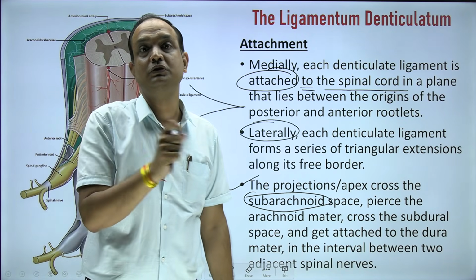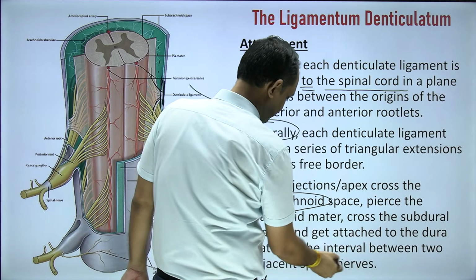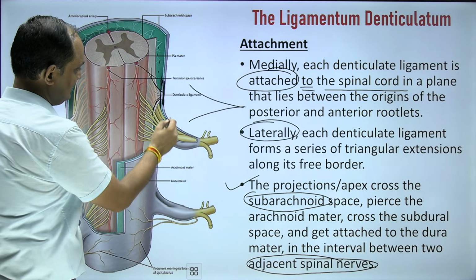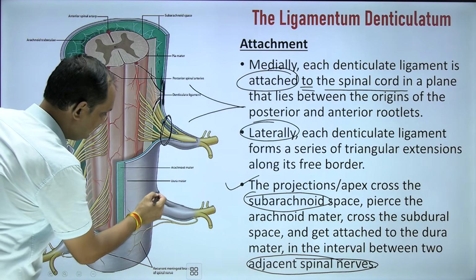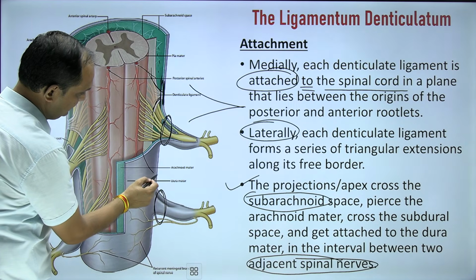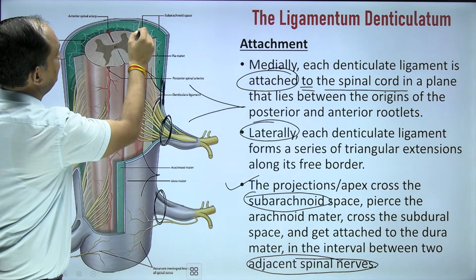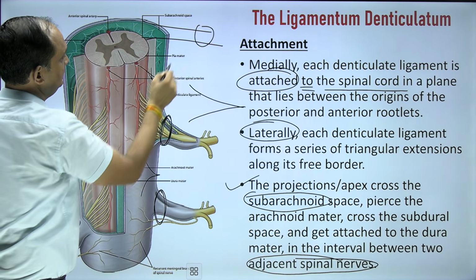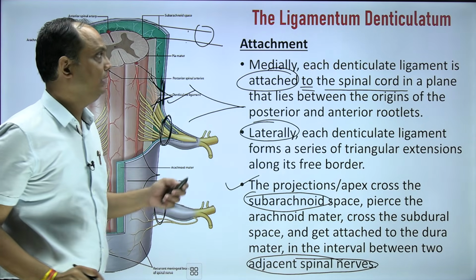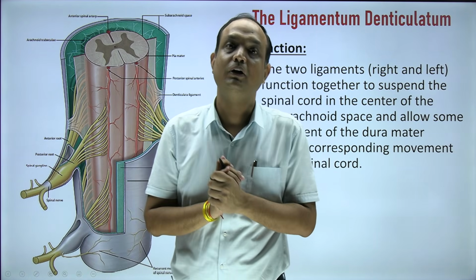Now the second and most important thing is that this lateral attachment lies in an interval between two adjacent spinal nerves. What does it mean? Now this is the exit of one spinal nerve. This is the exit of another spinal nerve. So the ligamentum denticulatum is present in between these two. In the same way, this is the exit of one, and above it the exit will come here, then you will find this is the attachment between the exit of two spinal nerves. So when you are dealing with the ligamentum denticulatum, there are 3-4 things which are important to understand.